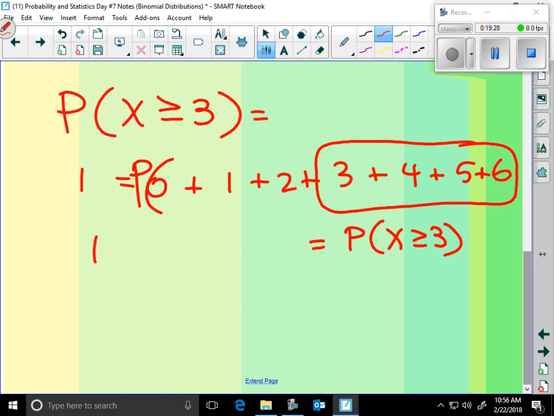It'd be 1 minus binomial CDF 6, 1/6, 2. If I took 1 minus the probability up to including 2, that would leave me the probability after 2. Right? So it's kind of a cool concept. You can use that to your advantage.